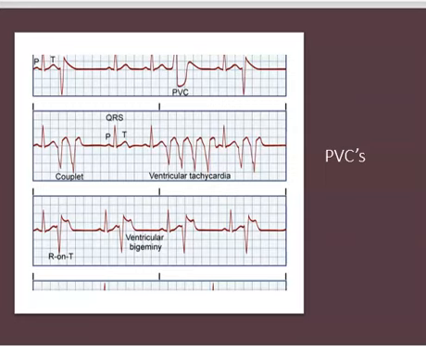Everybody has PVCs one time or another. You may not even feel them. Maybe you'll feel an irregular pulse for a split second. The danger comes when there are too many of them.